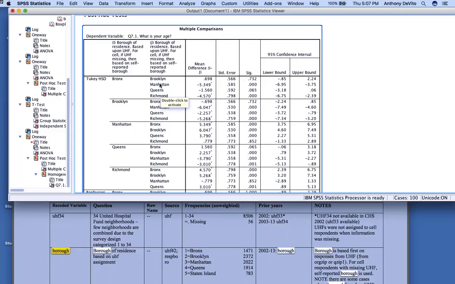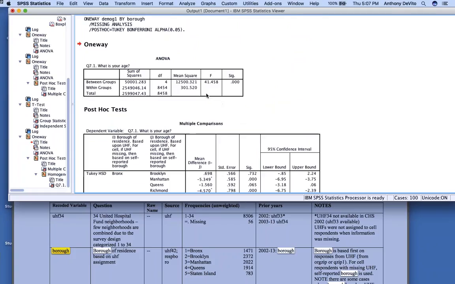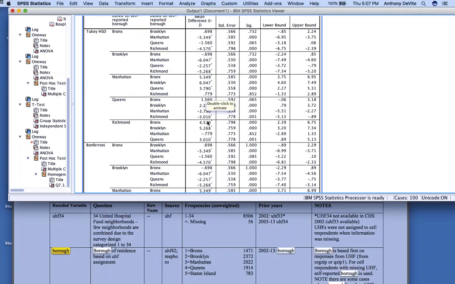But it does say Bronx and Manhattan, you can say they're different. Bronx and Richmond are different. Brooklyn and Manhattan, they're different, and so on. So we got pretty much the same result. Down here are the results for Bonferroni. Up here are the results using a different method.